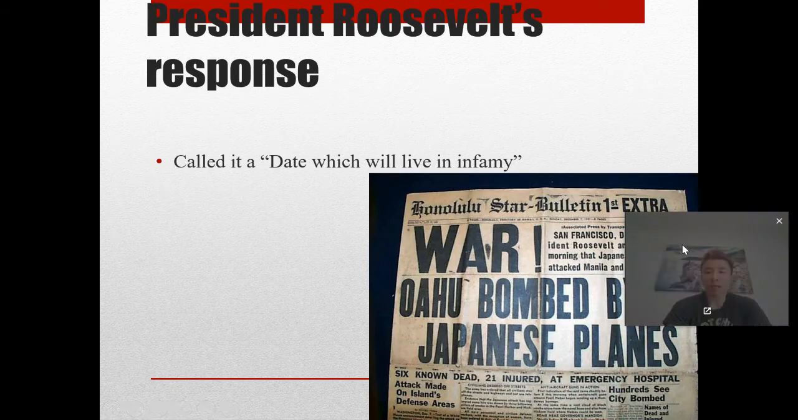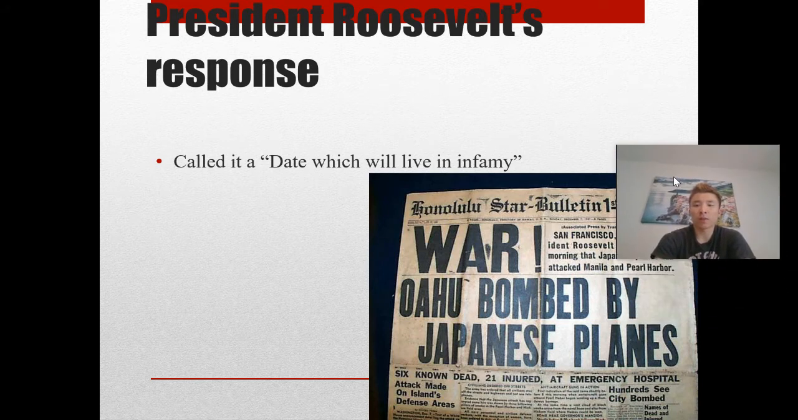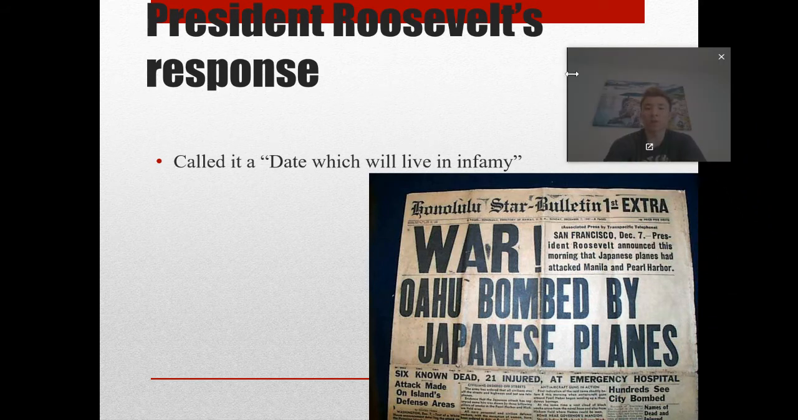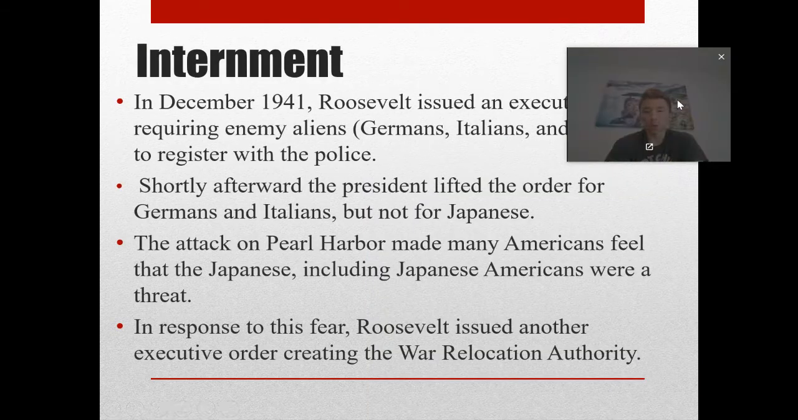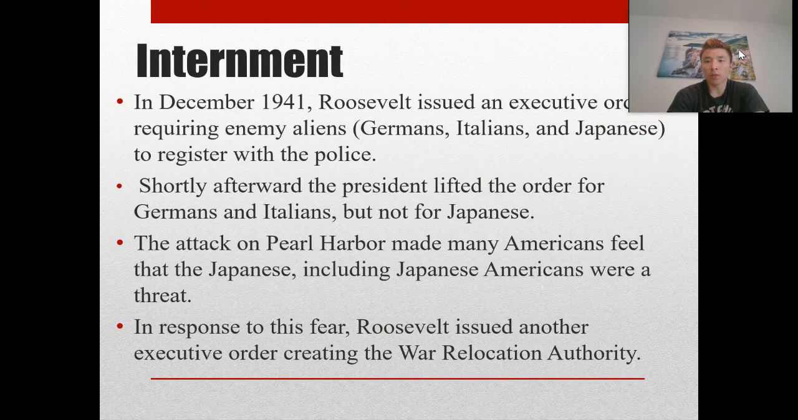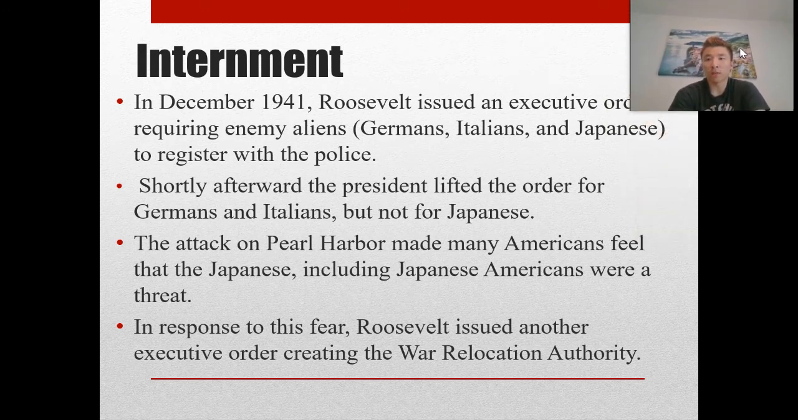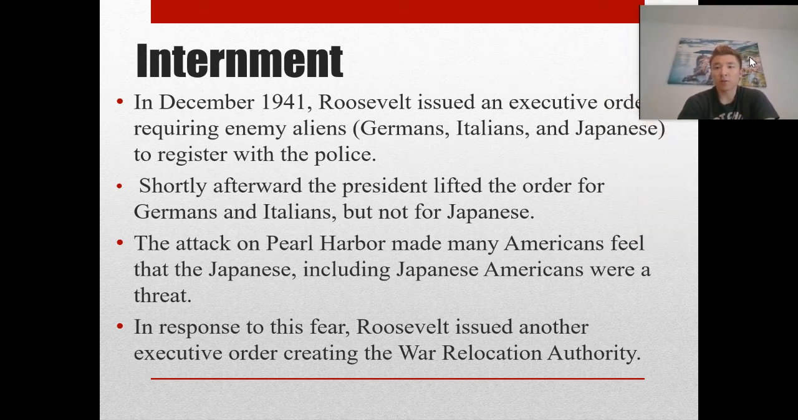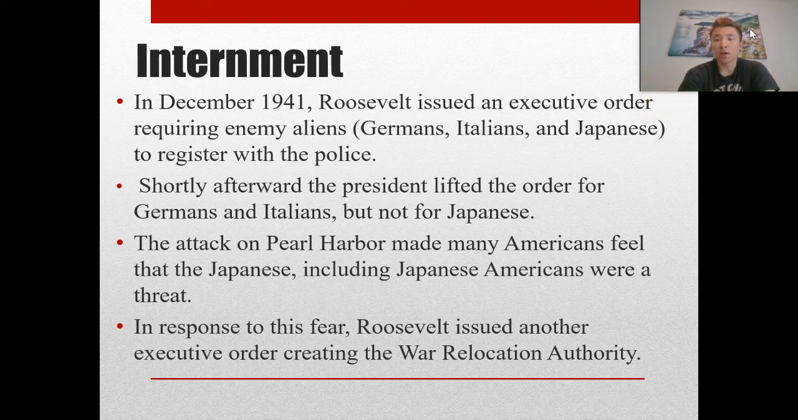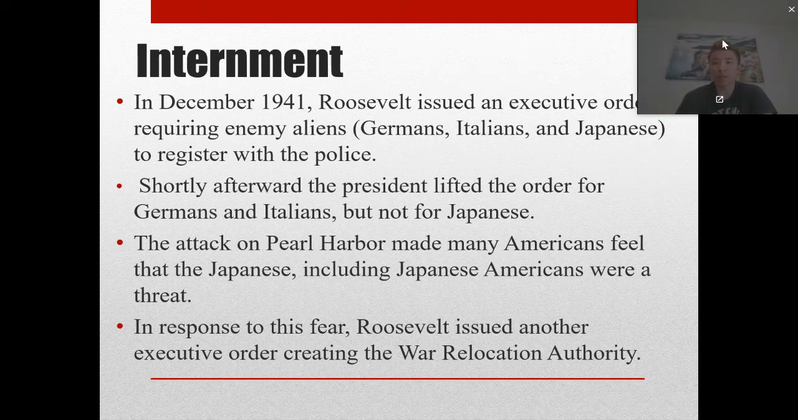So, as a response to this, President Franklin D. Roosevelt, in his most famous speech of this, called it a date which will live in infamy, and the United States is officially at war with Japan. So, as a result of the United States being at war with Japan, President Roosevelt takes very specific actions against the Japanese.